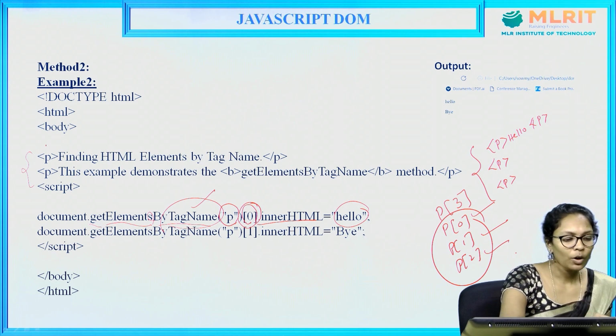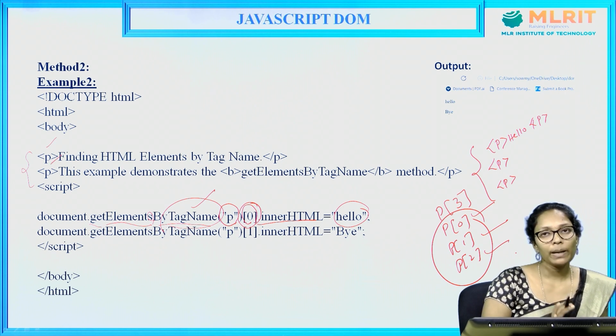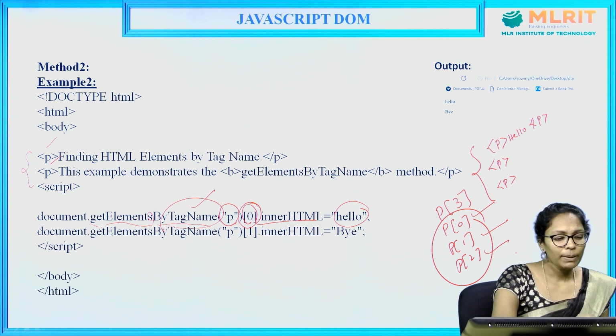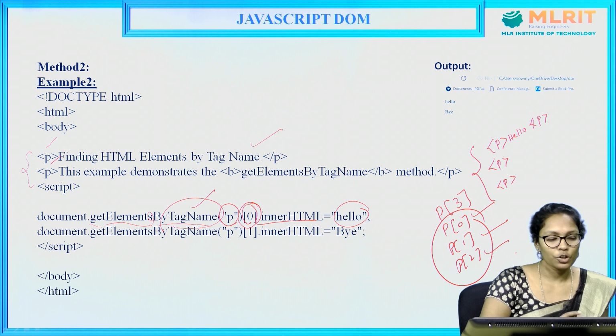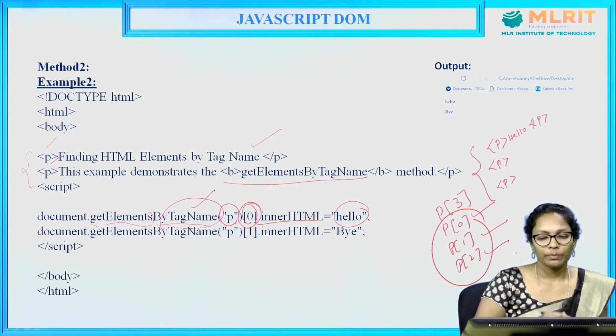See, observe, I am not giving any ID for these paragraphs. Simply I am writing paragraph. So the first HTML paragraph is containing finding HTML elements by tag name. This is the first line I should get. And this example demonstrates get elements by tag name. That thing I should get. I should get them as output.